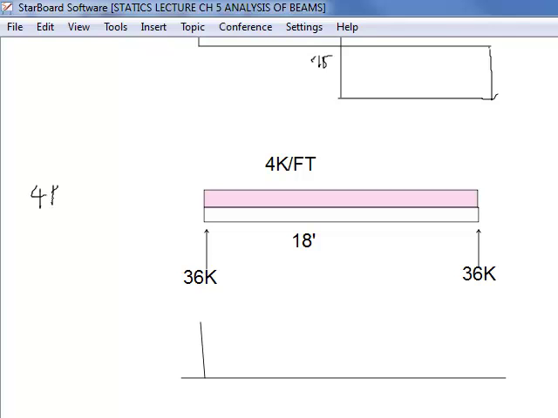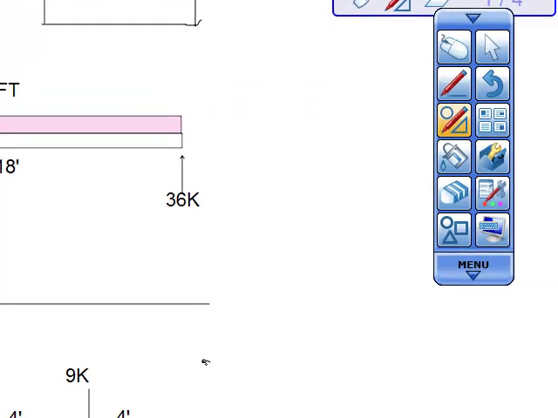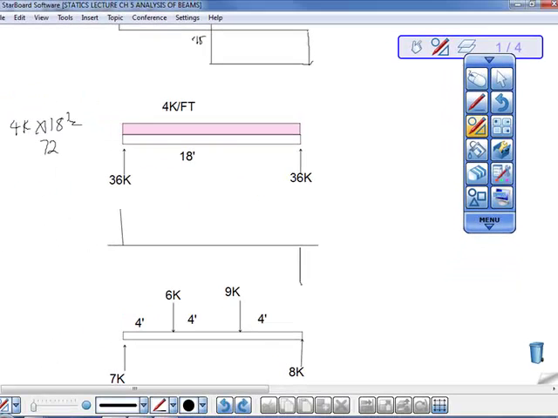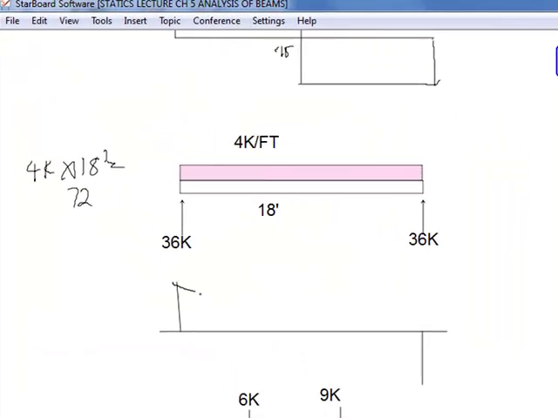4 kips times 18 feet equals 72 kips. So eventually we got to go down 72 until we get over here. So you measure, and this is out of scale because it's hard to scale on this thing, but you measure down, it's going to be where this load is. You're going to go down to 36, then you have an angle.